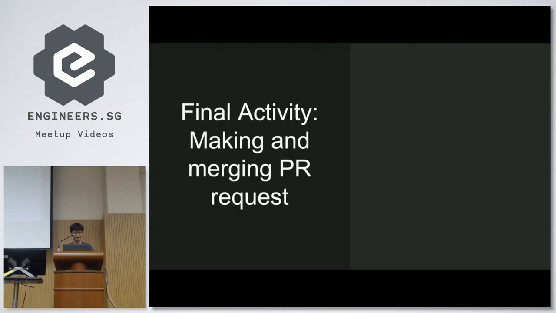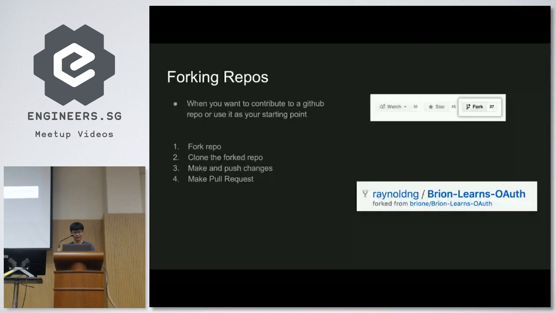All right, so the last bit is making a merging PR request. Currently we've only been interacting with your own repo, your own version of the online repo. As you level up your programming skills, you'll want to collaborate on projects and contribute to open source projects. That's where the whole PR request workflow comes in. And within GitHub land, you do what's called a fork. To fork means that you're using an existing online repository as your own starting point.